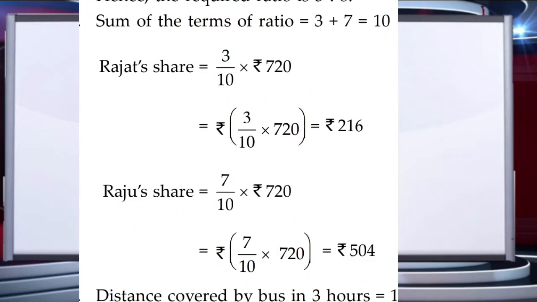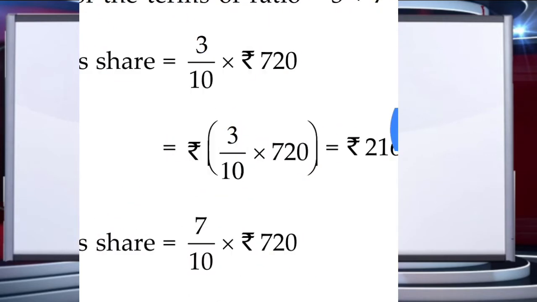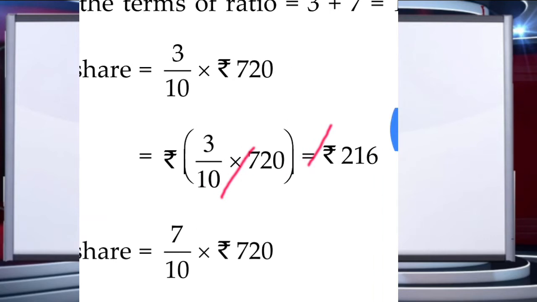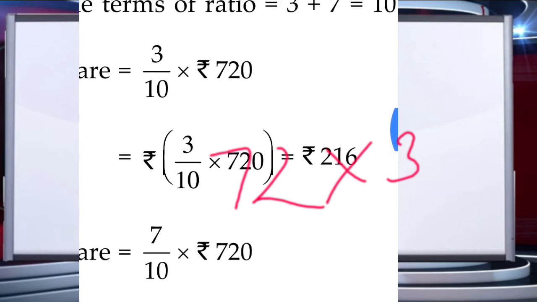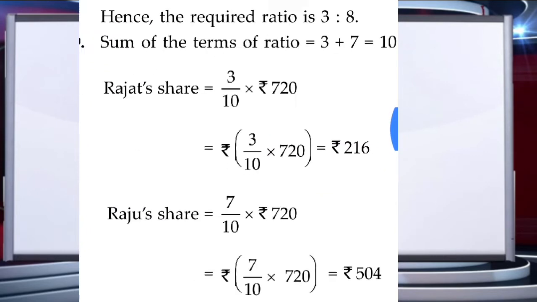Now Rajat's share is 3 and Raju's share is 7. So Rajat's share is 3 out of 10. Total ratio is 10, so Rajat's share is 3 out of 10 of 720. You have to divide rupees 720 in 3:7, so you have to multiply 3 upon 10 with 720. Let us solve this. Here we will cancel this 0 with this 0, and now 3 into 72 is equal to 216. So Rajat's share is 216.